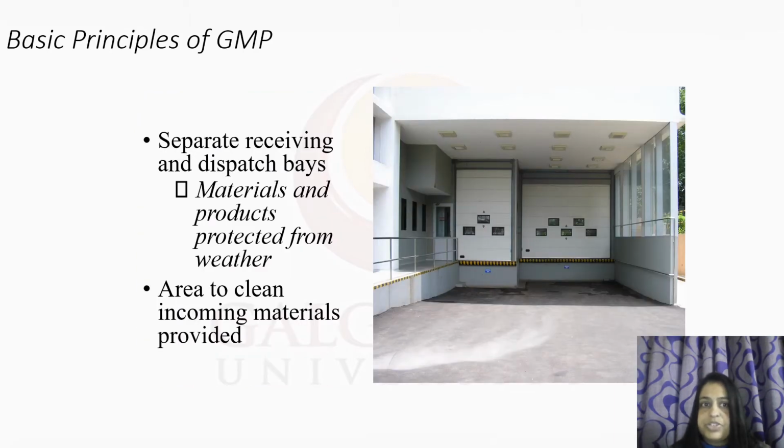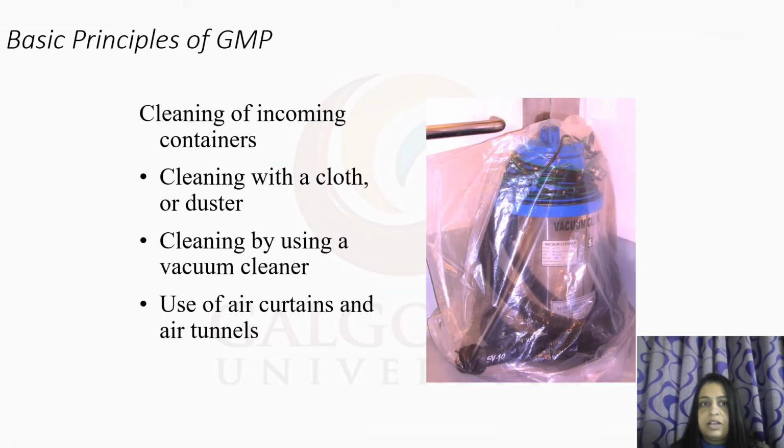Yes, there are separate receiving and dispatch bays where the raw materials for manufacturing as well as raw packaging material are taken in, and the finished product is dispatched from here. Materials and product must be protected from weather, and an area to clean incoming material should be provided. Cleaning of incoming containers is done with a cloth or duster, with a vacuum cleaner, or by use of air curtains and air tunnels.